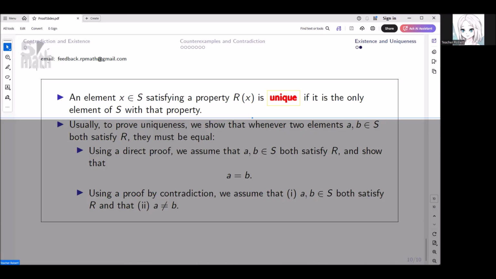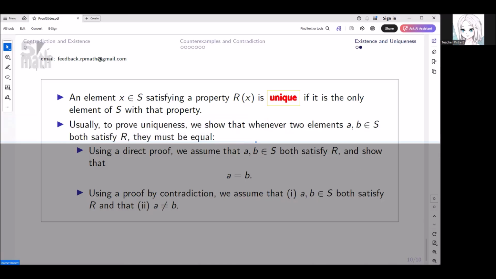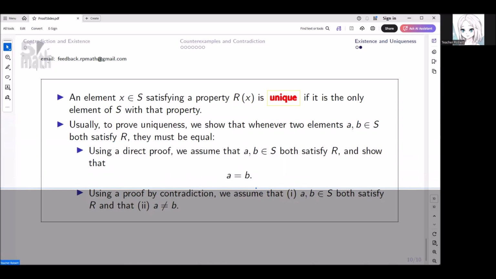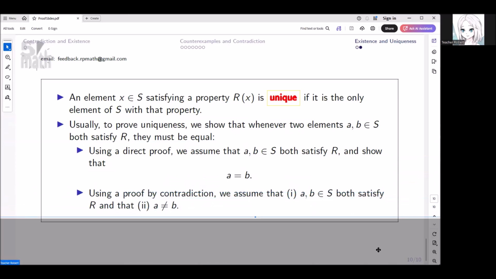An element x in S satisfying a property R of x is unique if it is the only element of S with that property. Usually, to prove uniqueness, we show that whenever two elements a and b in S both satisfy R, they must be equal. Using a direct proof, we assume that a and b in S both satisfy R and show that a equals b. Using a proof by contradiction, we assume that 1. a and b in S both satisfy R, and that 2. a does not equal b.